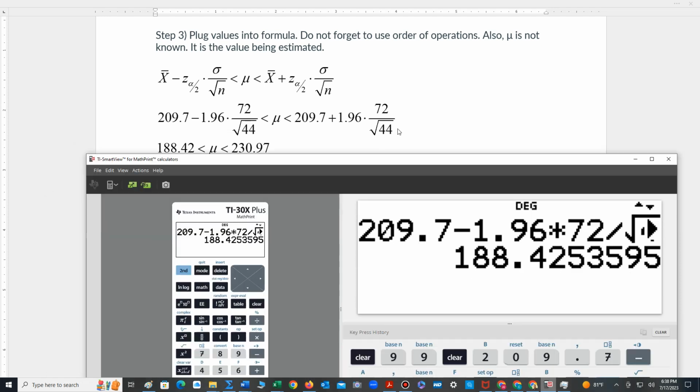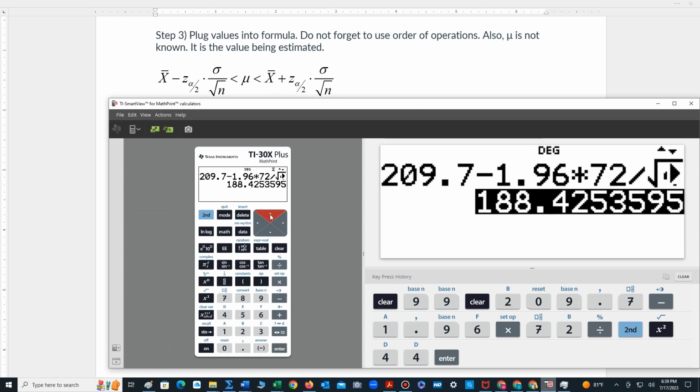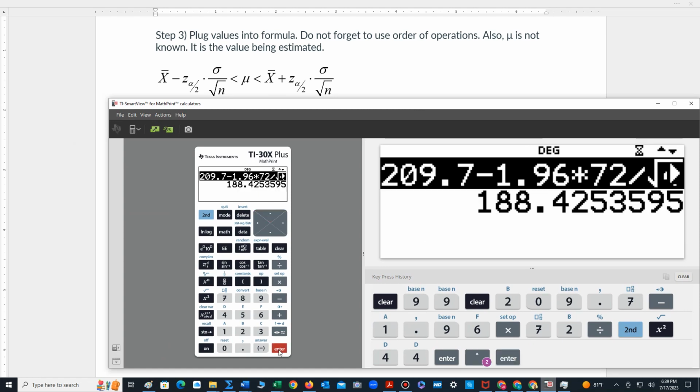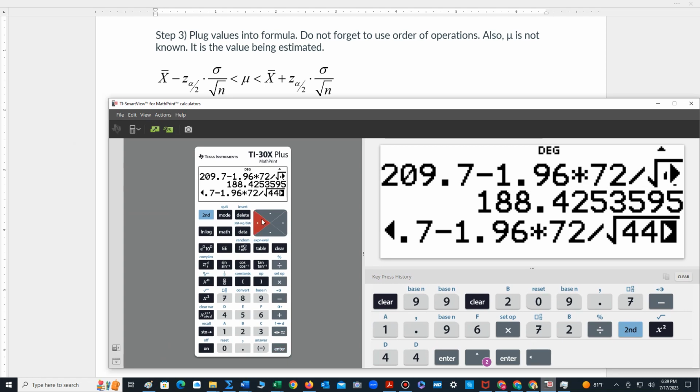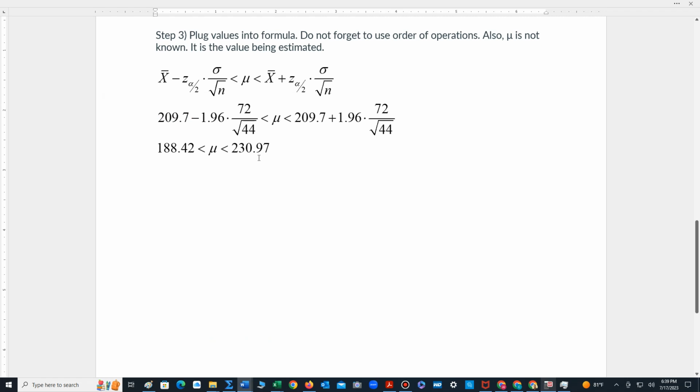Now you could repeat what I did for the right endpoint. In some calculators, you can go back and you can edit the equation, and I just changed the minus to a plus, and then I hit enter again and I get the right endpoint, 230.97. And so now we have a range of values that estimates the population mean.